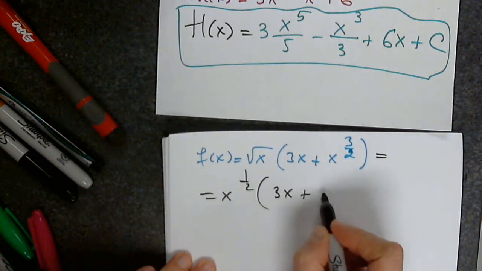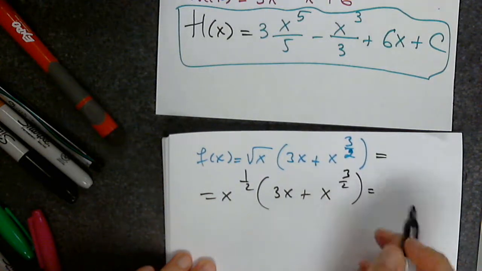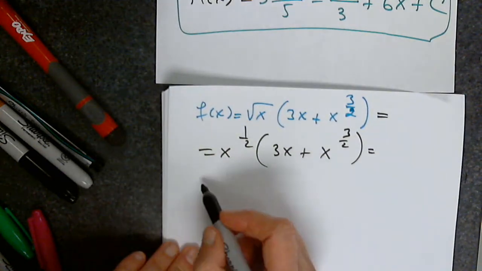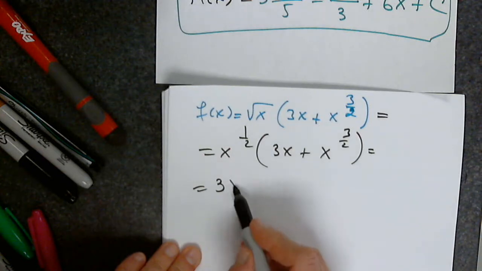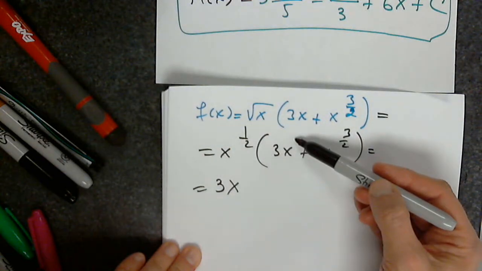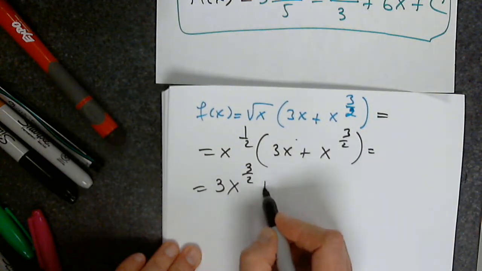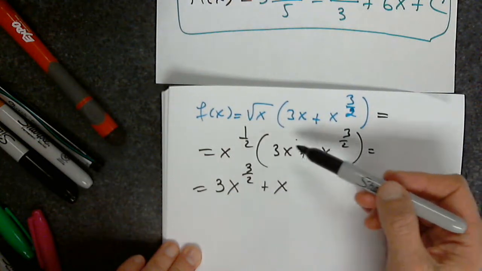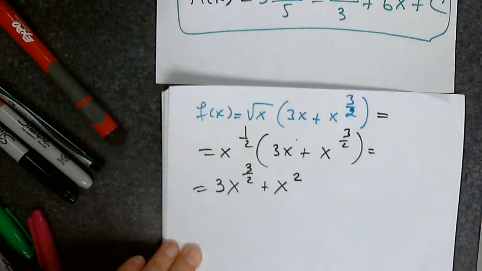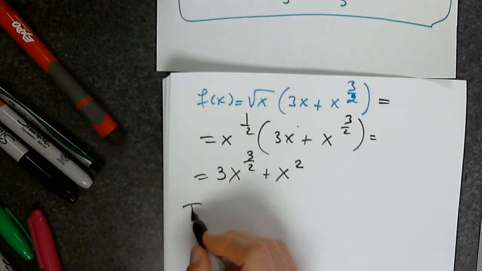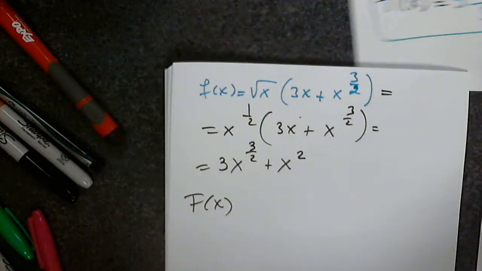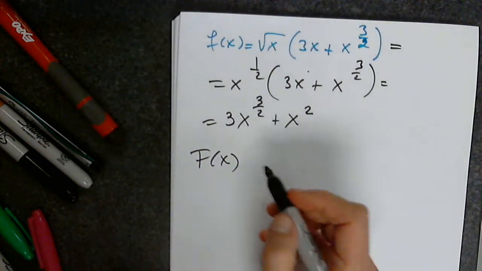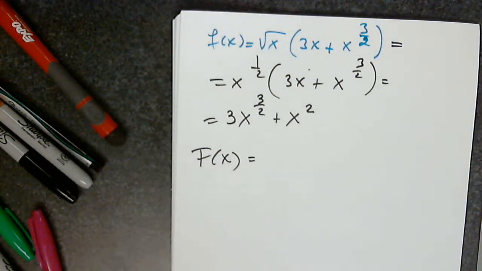So this is 3x plus x to 3/2. I will distribute, of course. 3. Copy the base. 1/2 plus 1 is 3/2 plus x. Copy the base, add the exponents. 4/2 is 2. Only now I'm ready to present the antiderivative of this.